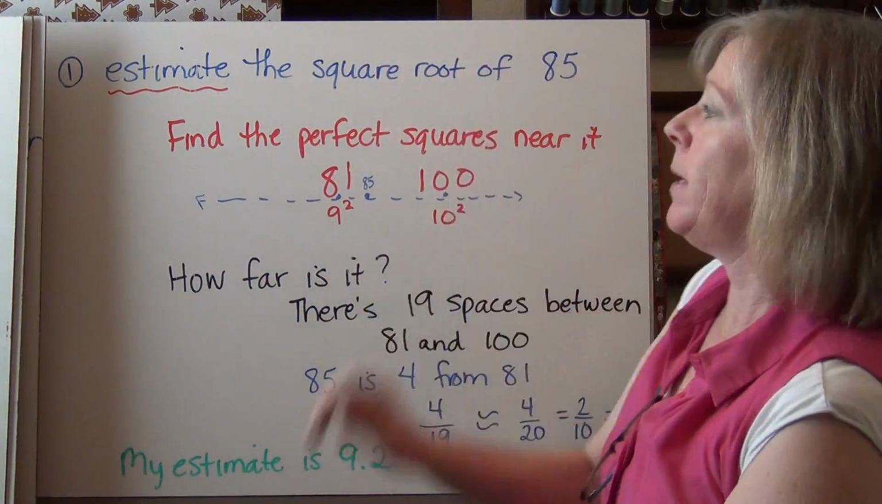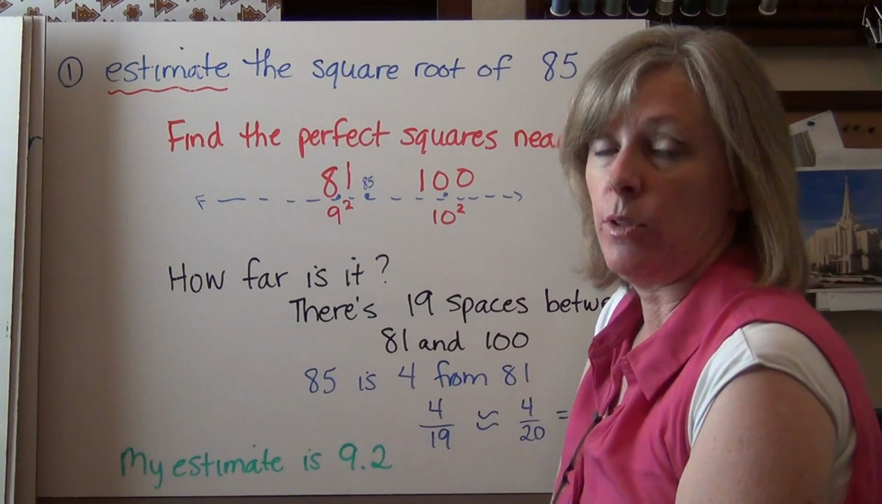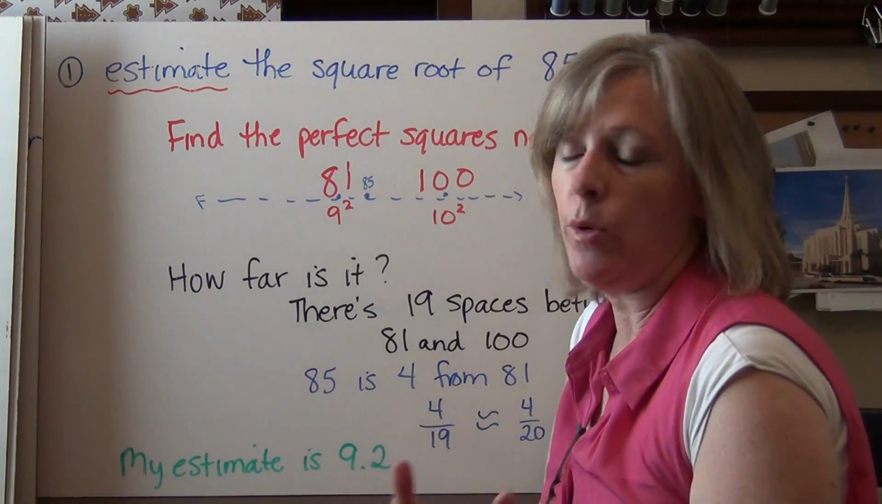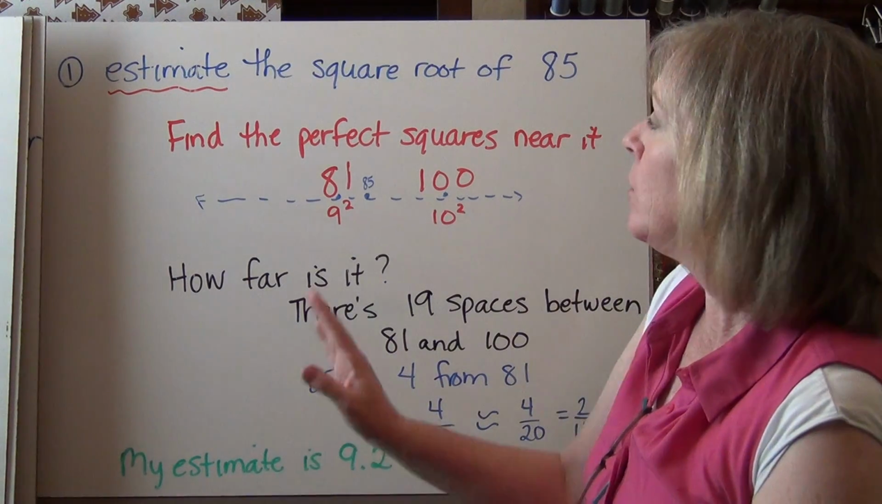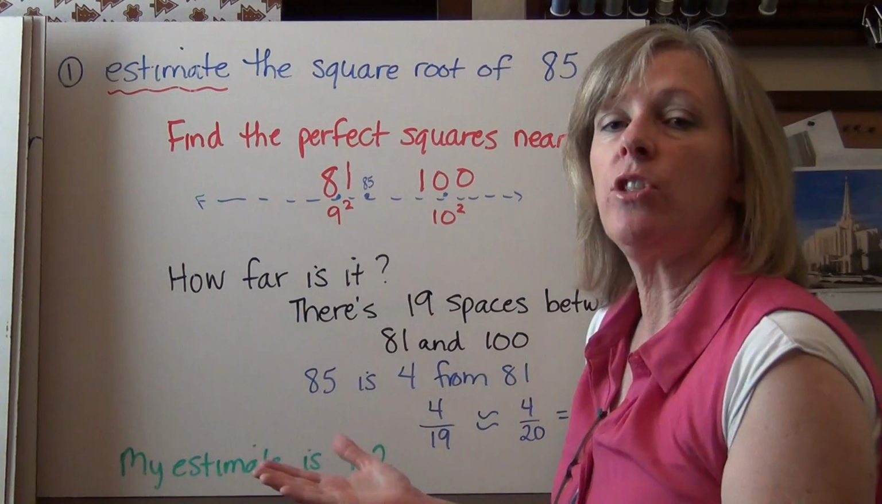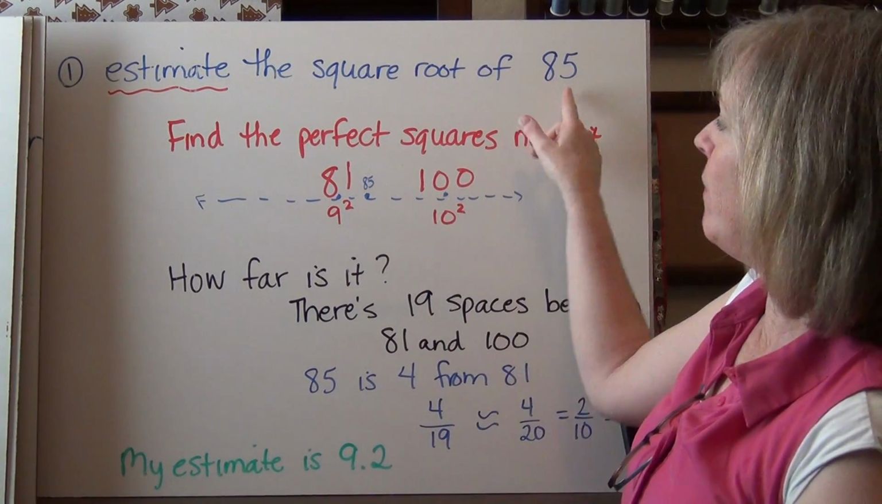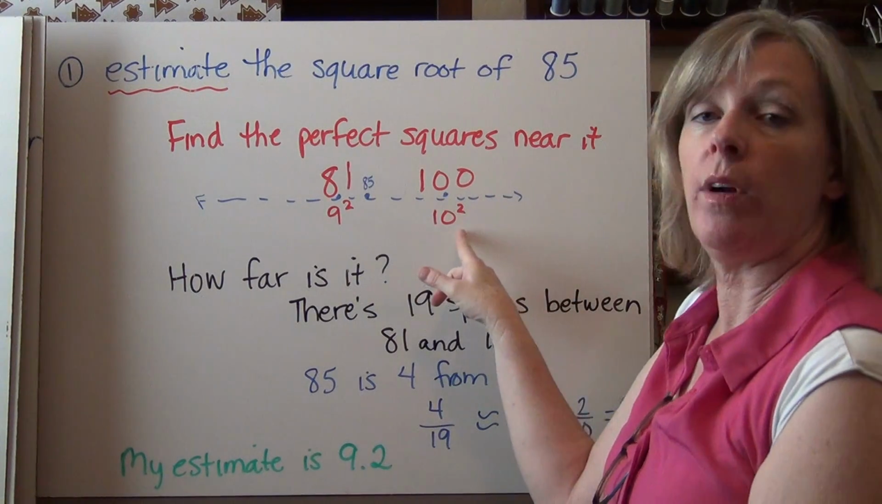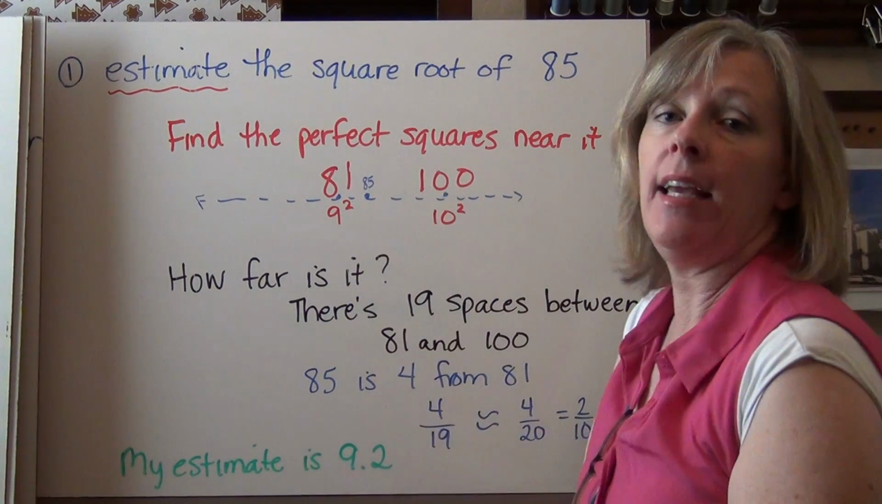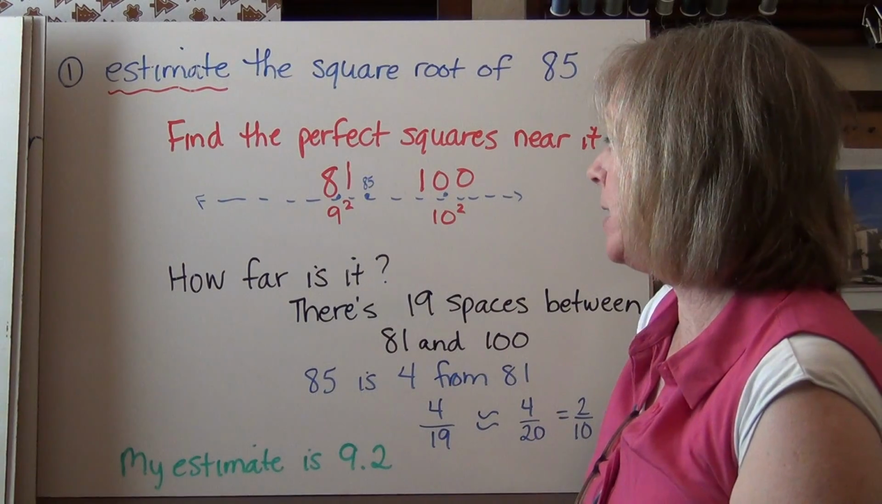Okay, to estimate the square root of 85. This is an estimation, so I know I don't have to leave it in radical form. I'm going to be using a decimal of some kind. So the first thing I do is I say, what perfect squares is it in between? I see 85, and I know that 81 is a perfect square of 9, and 100 is a perfect square of 10. So it's between 9 and 10. I know that my answer will be between 9 and 10.